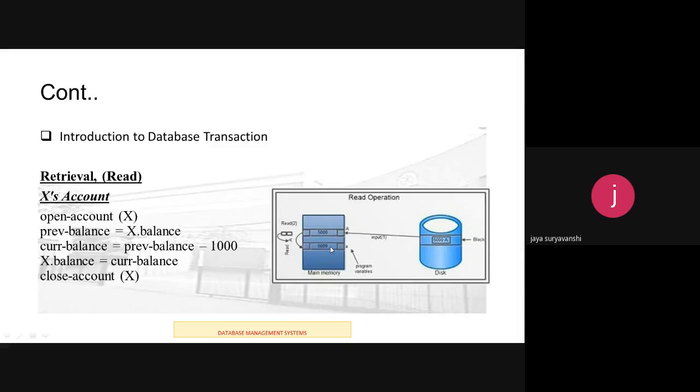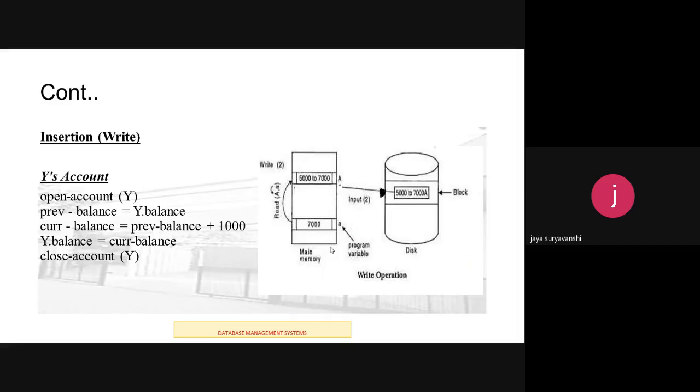Then the next one is the insert operation, or the write operation. This is a simple example. An insertion or write operation means we are transferring the data from main memory into the permanent storage. This is your permanent storage and this is your main memory, and we transfer the data from this memory to the permanent storage. This is the insertion operation.